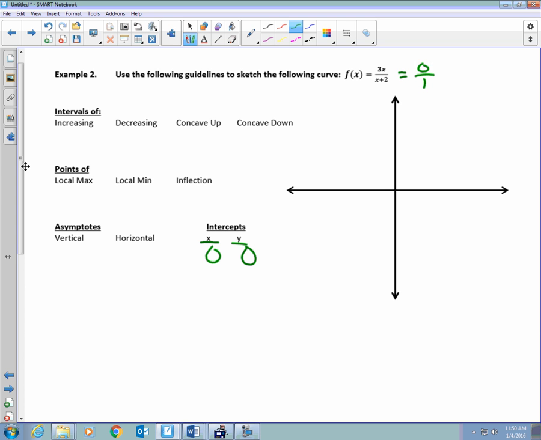Asymptotes. This is undefined for what x value? -2. So therefore, we have a vertical asymptote of x equals -2. -2 is not part of the domain. The horizontal is truly the end behavior, okay? So as x goes towards positive infinity, as x goes towards negative infinity, that will give us some horizontal behavior. Who can look at this and tell me as x goes towards positive infinity or negative infinity, what does the limit go to?